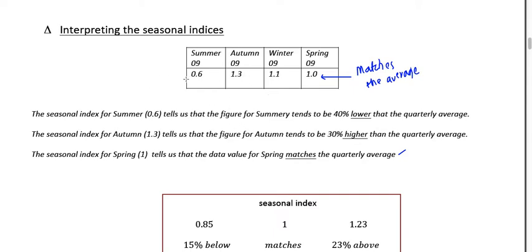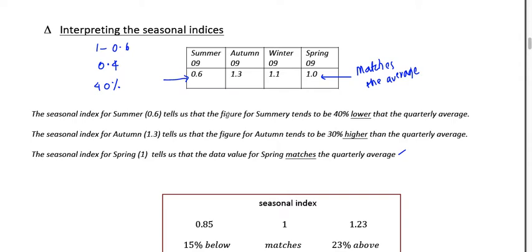Now, if you've got something below, see this one here is 0.6. To work out how much below the average this is as a percentage, well, how much below 1 is it for starters? It's 0.4 below 1, so that's just 1 minus 0.6. And if I convert that to a percentage, times it by 100, I get 40%. So it's 40% below or lower than the quarterly average, which is what this sentence is.